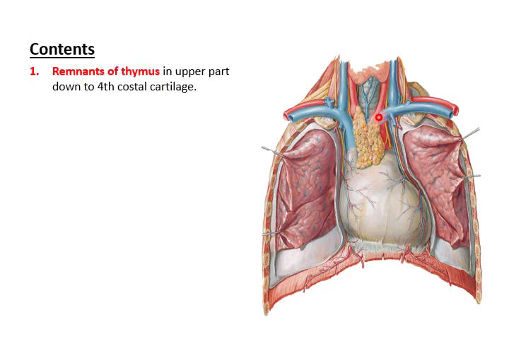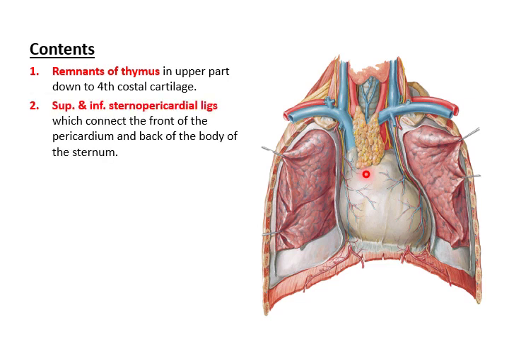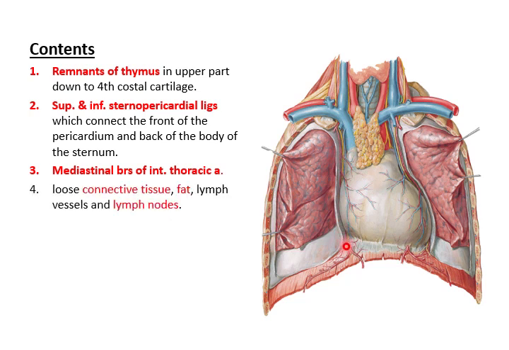the remains of the thymus gland. As we said, the thymus is present in the superior mediastinum and it descends into the anterior mediastinum down to the level of the fourth costal cartilage. In addition, we have what's called superior and inferior sternopericardial ligaments. These are two small ligaments that attach the fibrous pericardium to the back of the body of sternum. We have mediastinal branches of the internal thoracic artery that descend with the phrenic nerve. And we have loose connective tissue, fat, and lymph nodes.